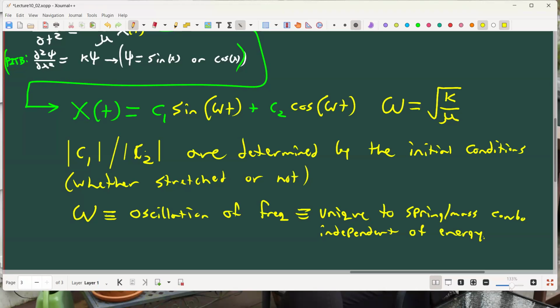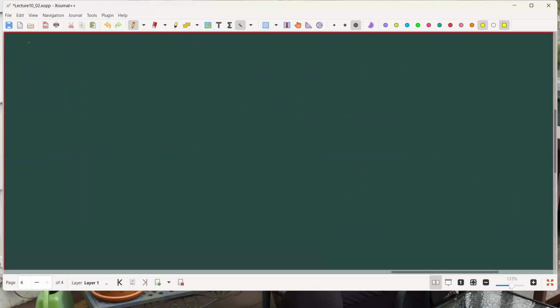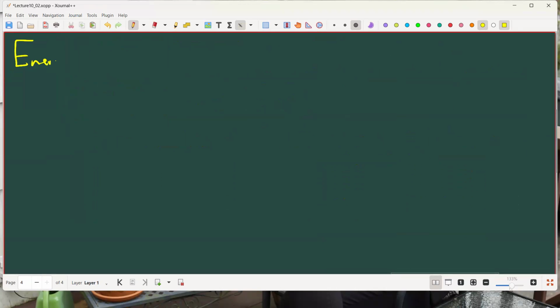But the important thing is that the difference between this and a particle in a box is that now I have a non-zero potential. Potential is not constant, it's a function of position. And so let's recall how this spring system works in terms of energy. Go ahead and go to the next page. So let's do some energy analysis.